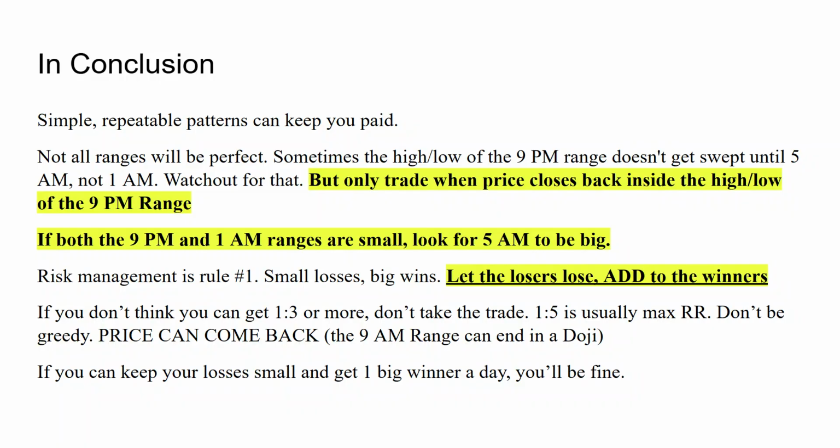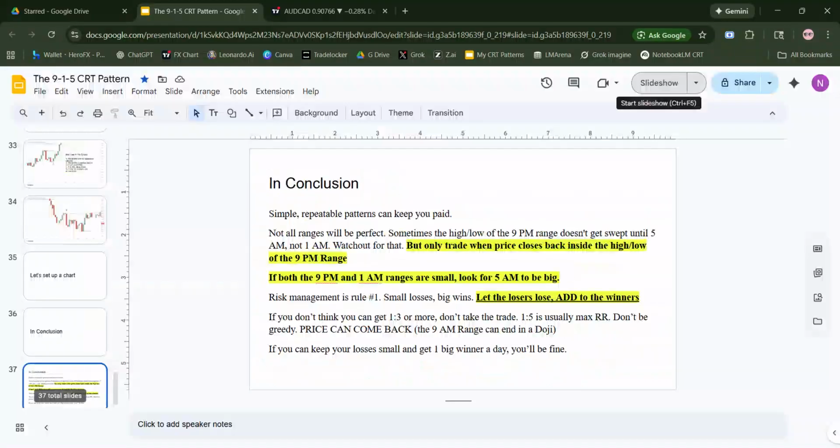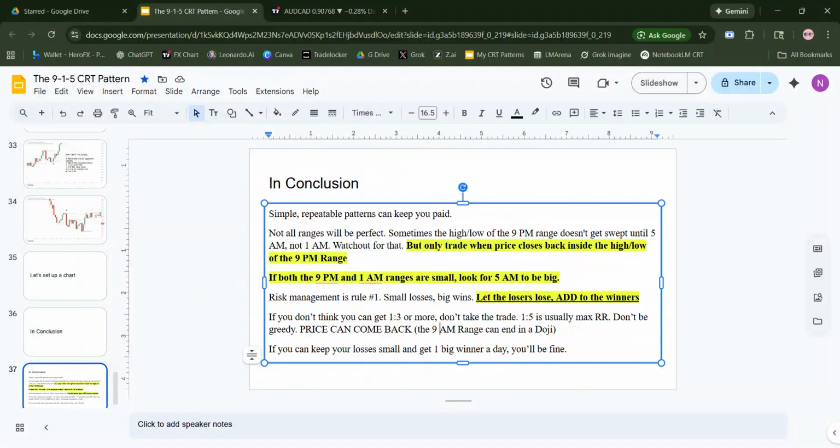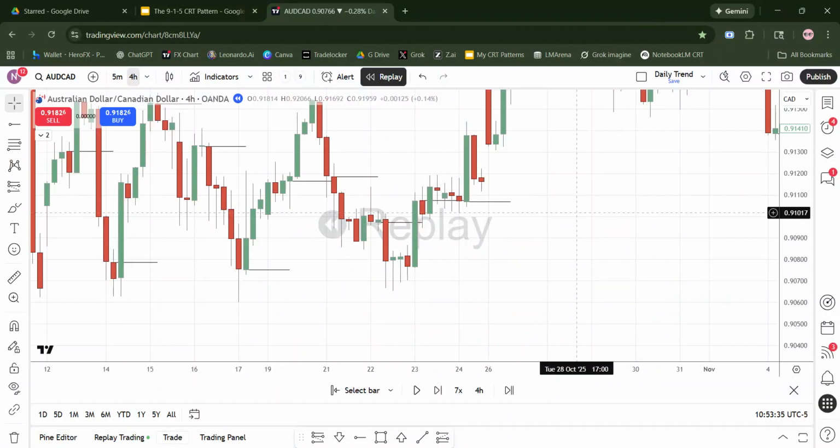Okay, the 9 a.m. That shouldn't be 9 a.m. That should be 5 a.m. Okay, but the 5 a.m. range can't end in a doji. And what do I mean by that? I want to show you this because this is very important.